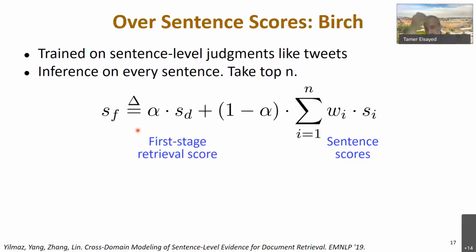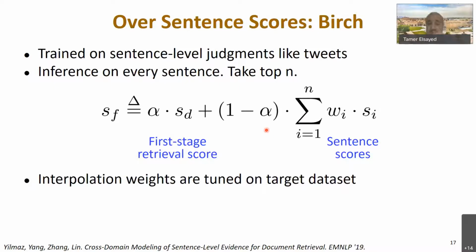And actually it also interpolates, similarly to MonoBERT in the experiment that we discussed earlier, the first stage retrieval score like BM25 with a weighted sum of the sentence scores. And the interpolation weights are tuned on the target data set. So these are like parameters, and these weights will be tuned on the target data set. Let's say that the target data set is news, so it will be tuned on the news data set, but the model itself is trained on tweets only. That will give us the score for the individual documents.